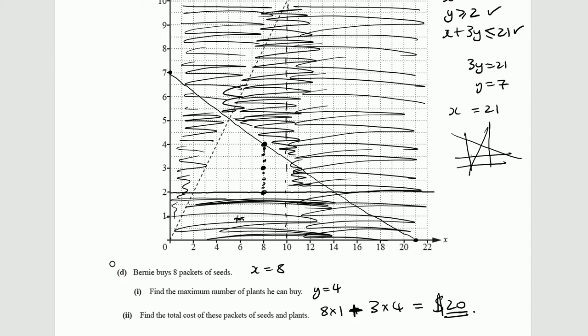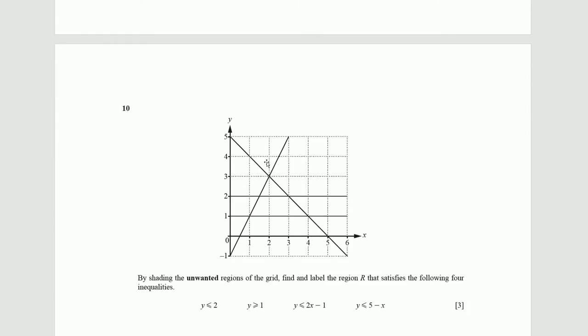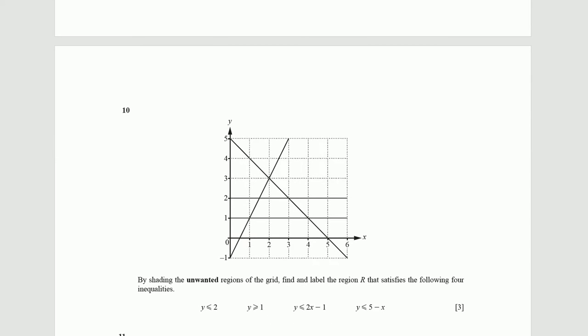Okay, let's have a look at the next question. This is another question about shading unwanted regions, and having almost got caught out in the previous question, I'm going to be especially careful looking at these, although they all look like they're well behaved. They've drawn for me several lines, but they haven't labelled them. So let's go through and figure out which line belongs to which thing. This horizontal line over here goes through y equals 2, so that line is y equals 2, and this horizontal line goes through y equals 1, so that's y equals 1.